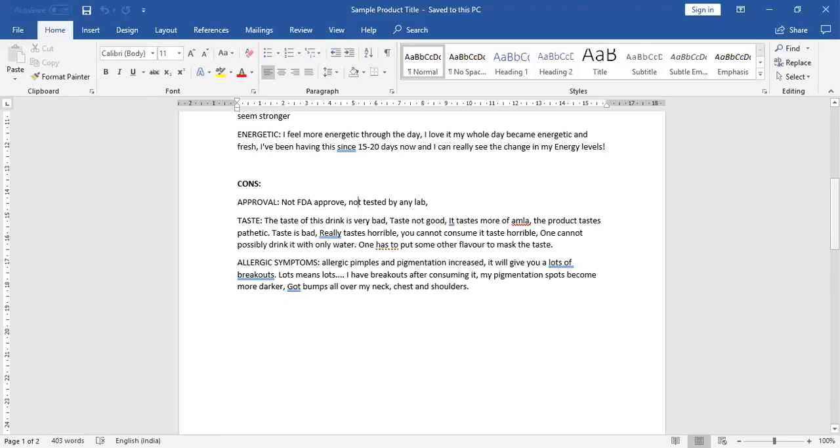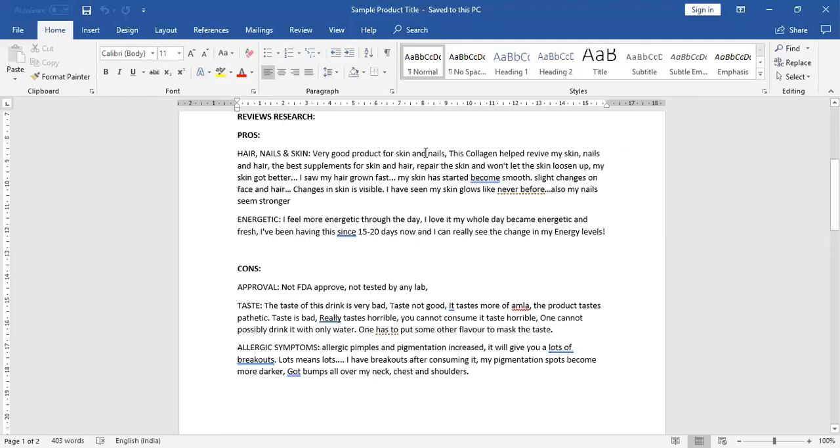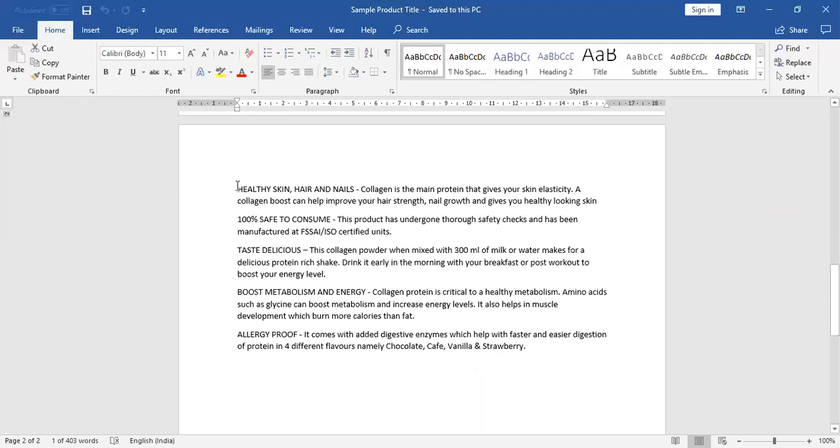So I found the pattern in the reviews and collected all the sentences which relate to hair, skin, and energetic. This comes in pros and this comes in cons. Then I have created 5 bullet points which look like this. In the first bullet point, we can start with a pro, or you can start with a negative thing. You can tell them it is allergy proof or 100% safe to consume. We have found more people are talking about skin and nails, so we have created a bullet point like this.